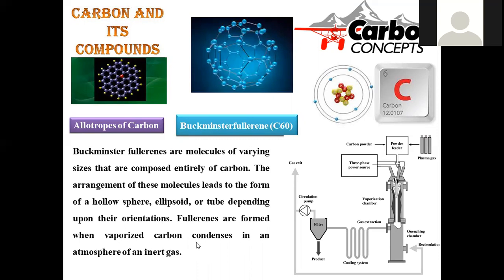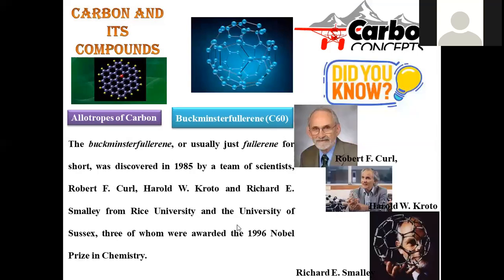Fullerenes are formed when vaporized carbon condenses in an atmosphere of inert gas. This is a kind of device I collected from the ResearchGate platform. Thank you very much for the information. Here, fullerene was prepared by taking vaporized carbon. Carbon first gets vaporized, and in the presence of inert gas, it condenses. The entire process is carried out in this manner, and finally fullerene is generated as nano-sized particles.